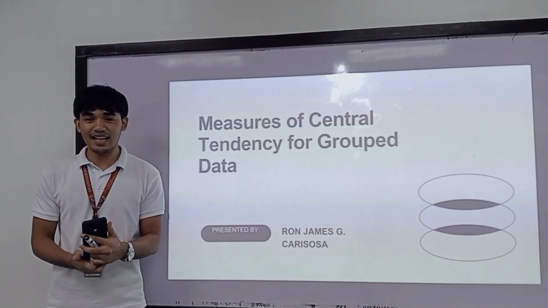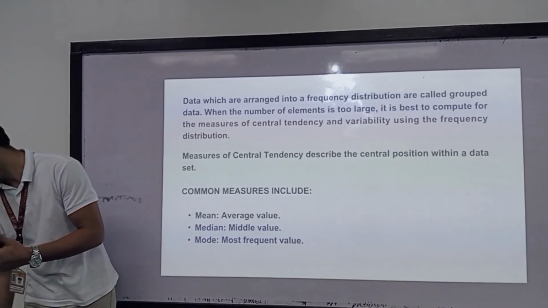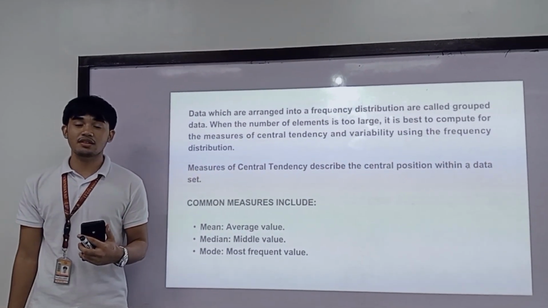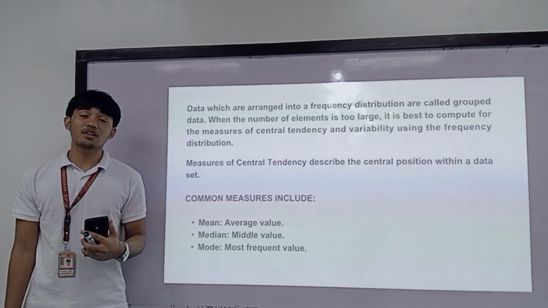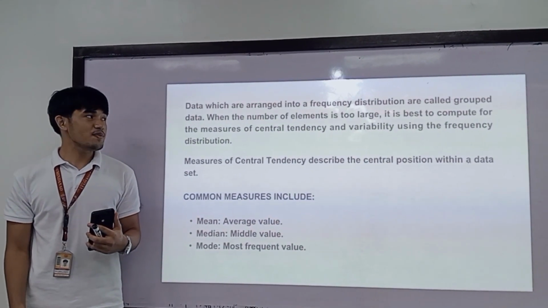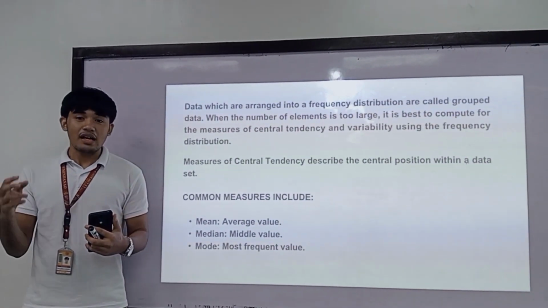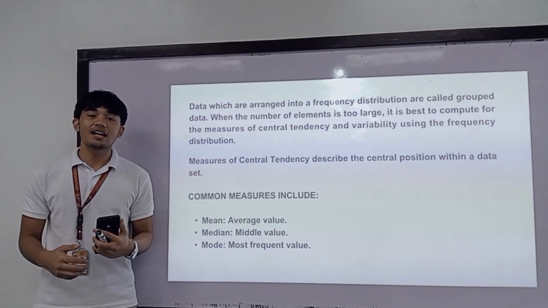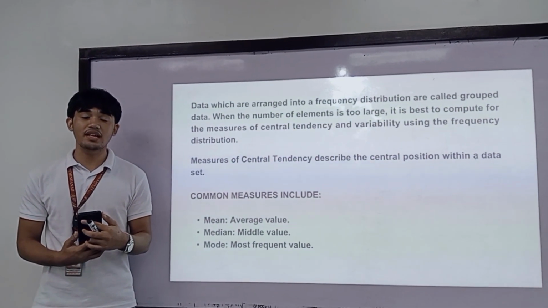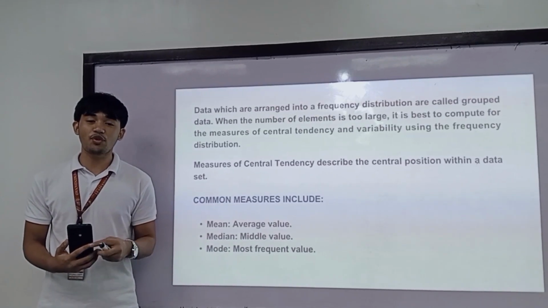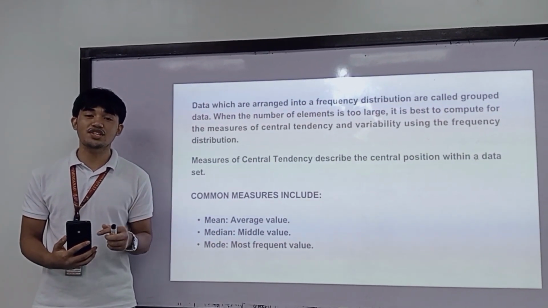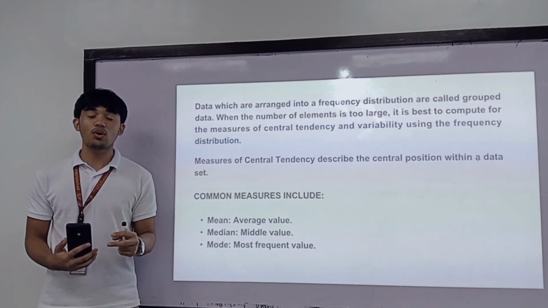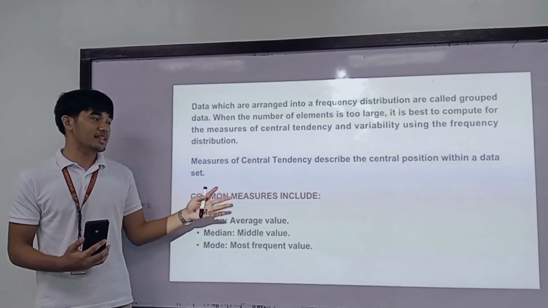So, what is group data? Any data that is arranged in a frequency distribution table is called group data. Specifically, if you have a large amount of data, then it's best to solve the central tendency in order for you to organize your data and understand better the different data in the problem.